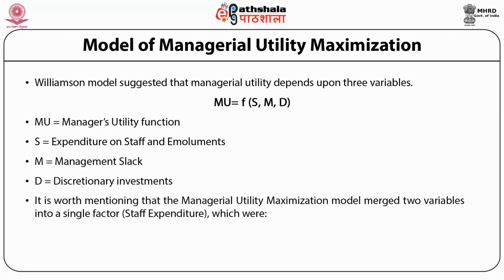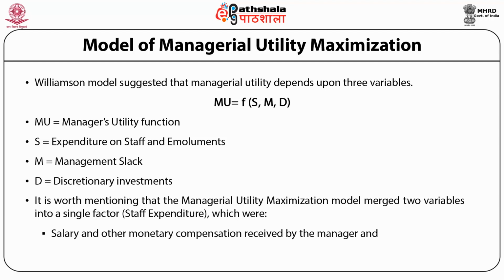It is worth mentioning that the managerial utility maximization model proposed by Williamson merged two variables into a single factor, that is staff expenditure. These two variables were salary and other monetary compensation received by the manager, and the number of staff under the control of a manager.